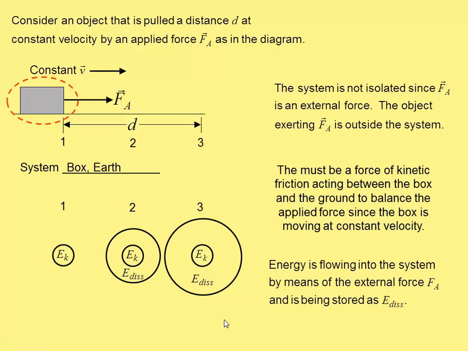So energy is flowing into the system because of the external force, F of A, and in this case, it's being stored as E dis. Now, only in this case, because the forces are in balance because it's moving at constant velocity. If you pulled a little harder, then the applied force would be bigger than friction. You'd have a net force and you'd have an acceleration. And then not only would E dis increase, but the kinetic energy would get bigger and bigger as well. But in this simplified case, constant kinetic energy, increasing E dis.